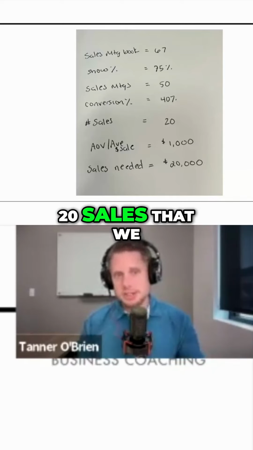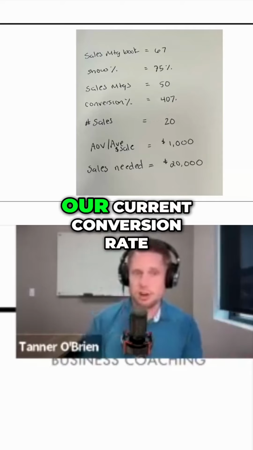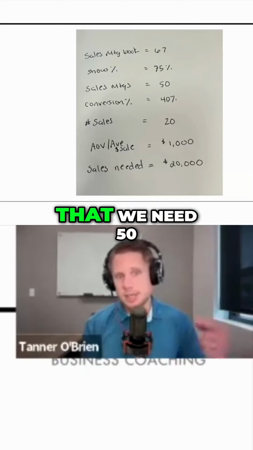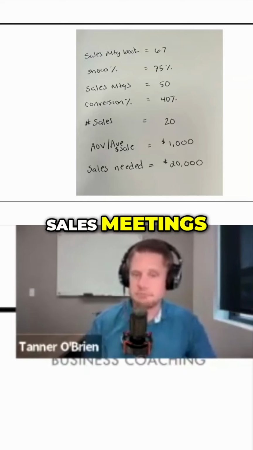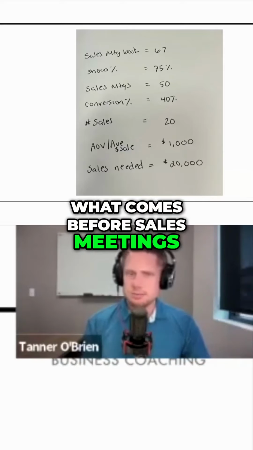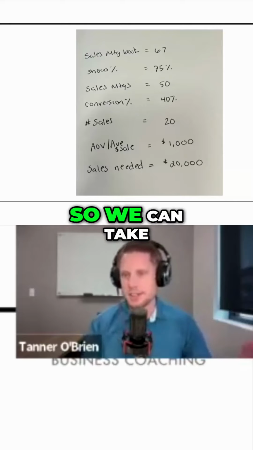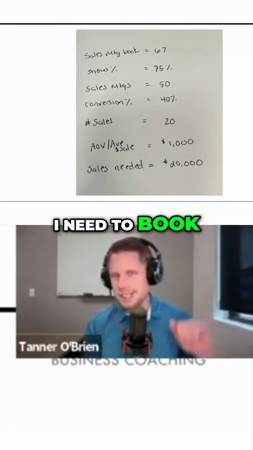So we take our 20 sales that we need, and we're going to divide it by the 40% that is our current conversion rate. And that tells us that we need 50 sales meetings. Okay, cool. Well, what comes before sales meetings? Well, I got to book a sales meeting. All right, so we can take a step back and say, I need to book sales meetings.